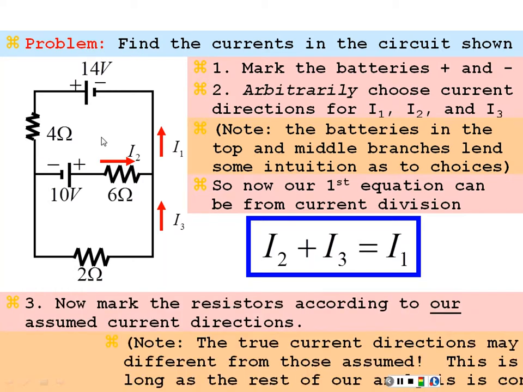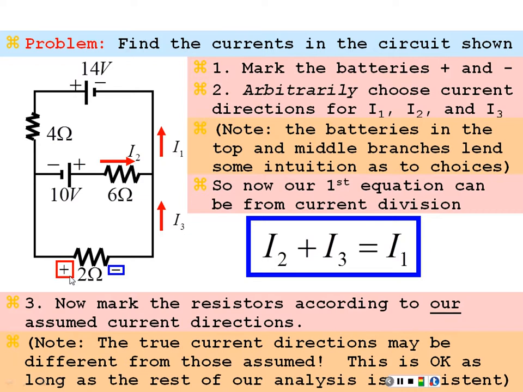for that current. I3 is going in the left end of the 2 ohms and out the right end. So I have positive, negative there. I2 is going in the left end of the 6 ohms, out the right end. So I have positive, negative there. And then I1 is going top to bottom through the 4 ohms. Positive, negative there. So I have everything marked. The batteries are marked. The resistors are marked. I'm ready to start walking.